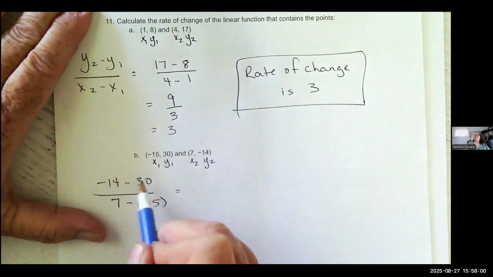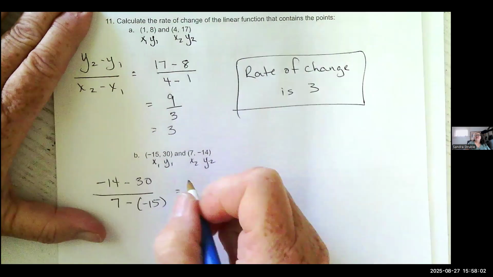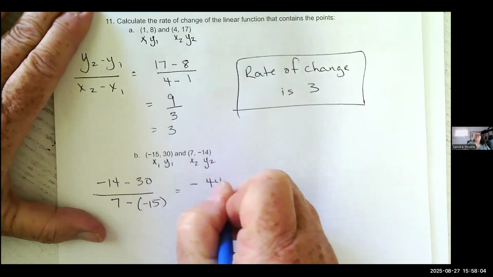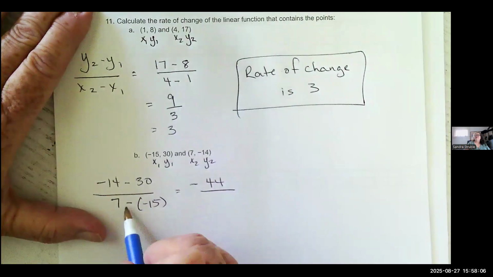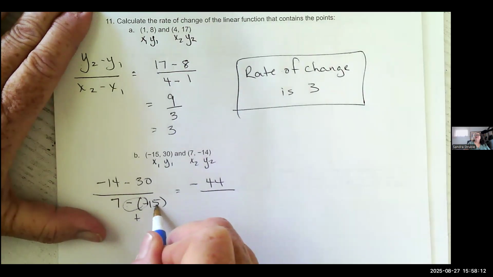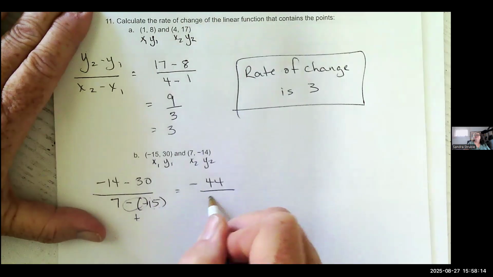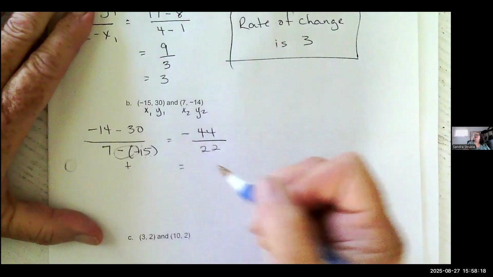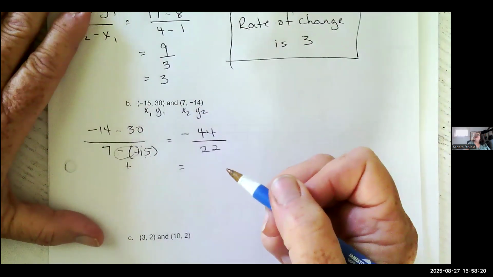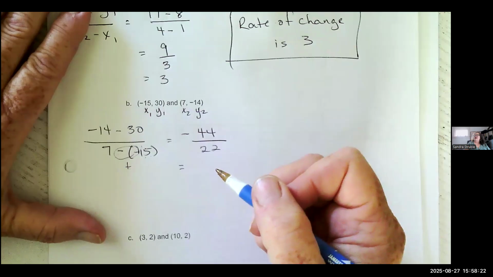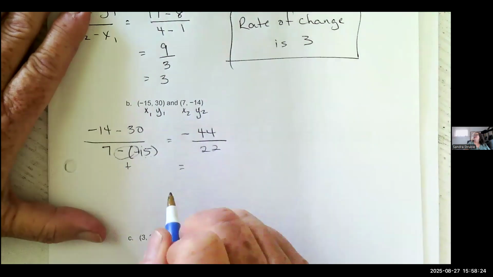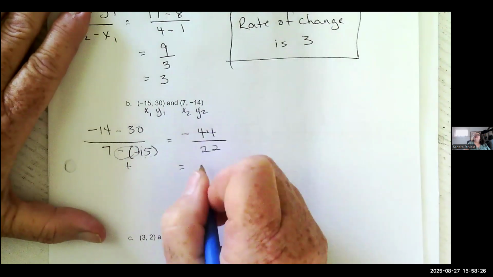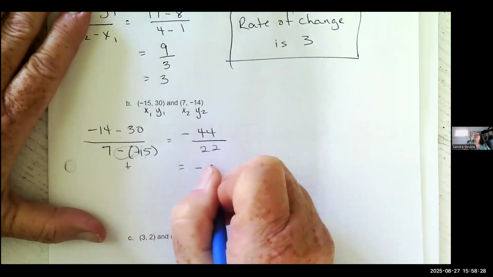The signs are the same, so we add the numbers and keep the sign. And then its denominator, we've got a negative and a negative, which together becomes a positive. So 7 plus 15 is 22. And then these reduce. They both reduce by 2, but they also reduce by 11. You could put 44 divided by 22 and you're going to get 2. So this is just negative 2.